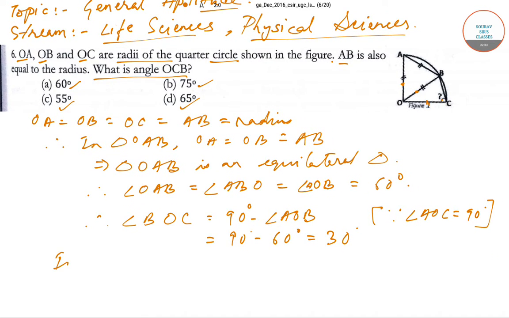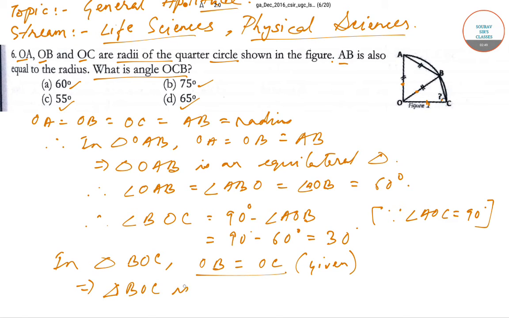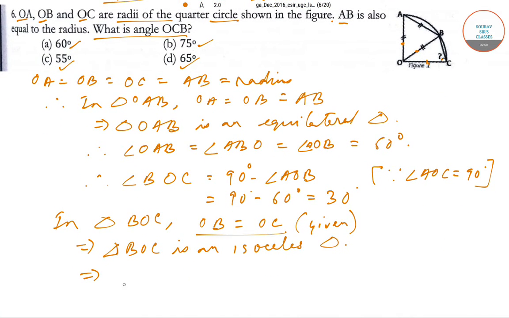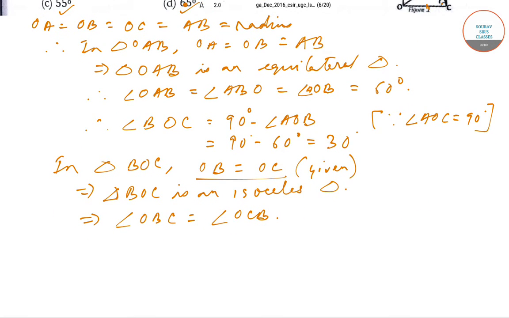Now in triangle BOC, OB is equal to OC. It is already given. They are both equal to the radius. So that implies that triangle BOC is an isosceles triangle. So if it is an isosceles triangle, and OB is equal to OC, that implies that angle OBC is equal to angle OCB.